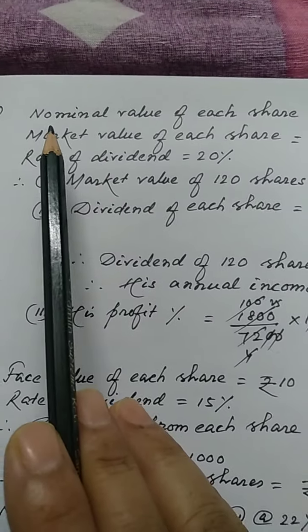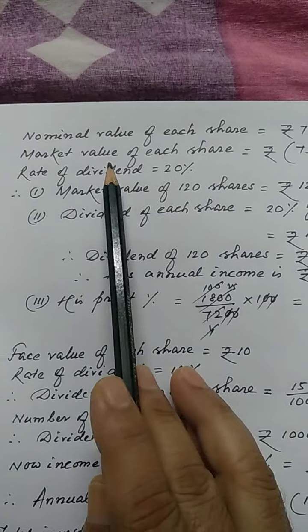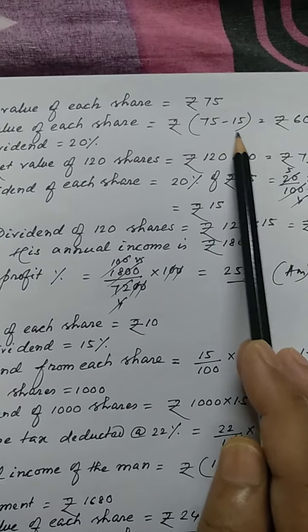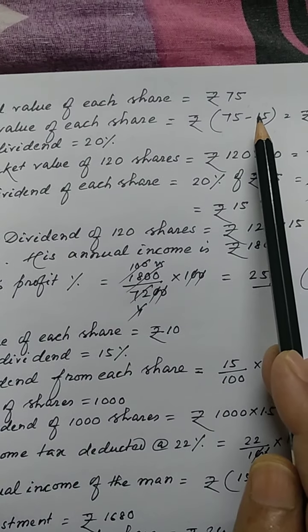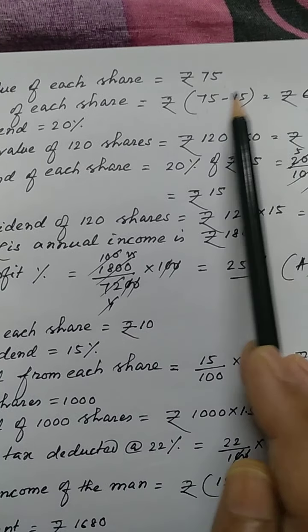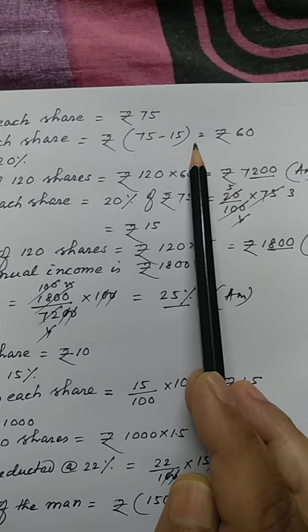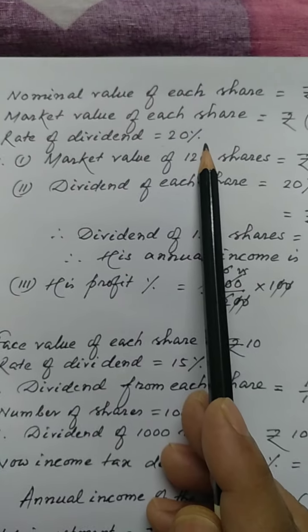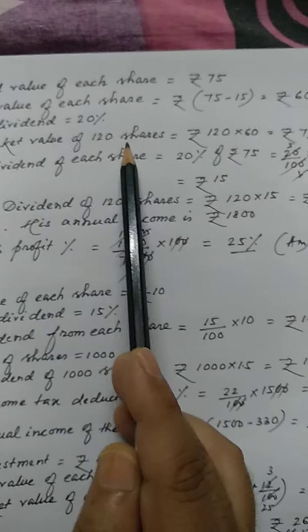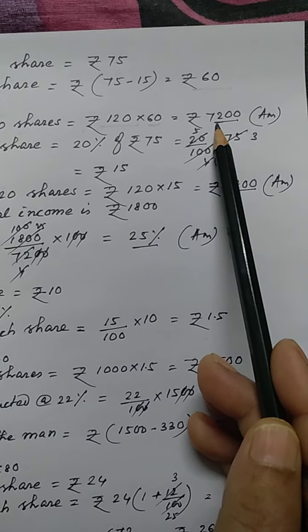Okay, now see here, nominal value of each share, that is rupees 75, market value of each share, that is 75 minus 15, as it is given that at a discount of rupees 15, so I subtract that 15 from the nominal value. Here the market value is less than the nominal value, and that is rupees 60, and the rate of dividend is 20%. So market value of 120 shares will be 120 into 60, that is 7200.